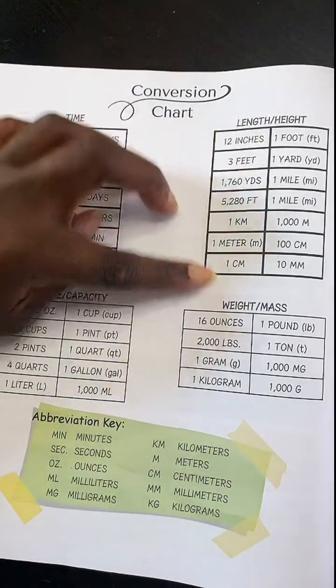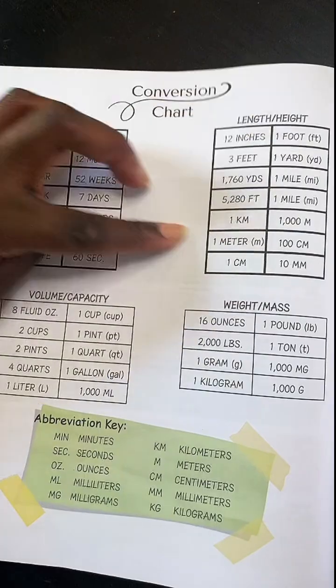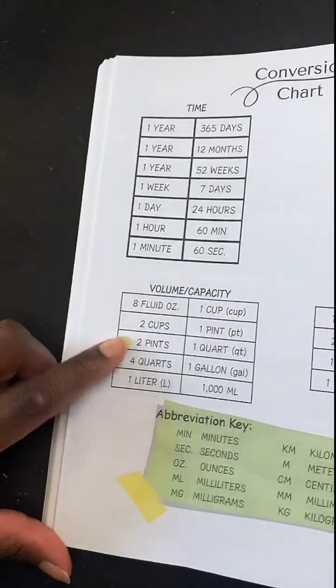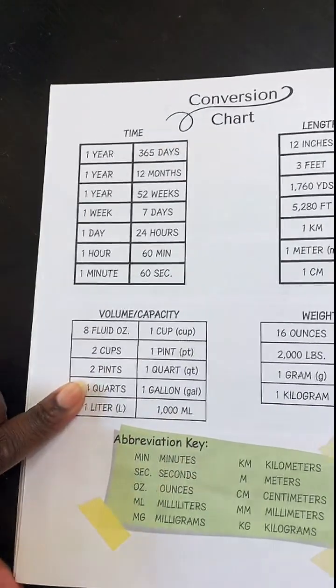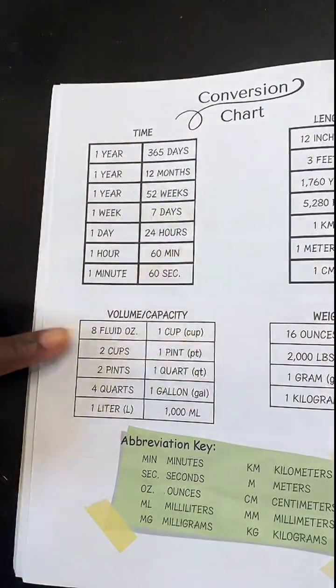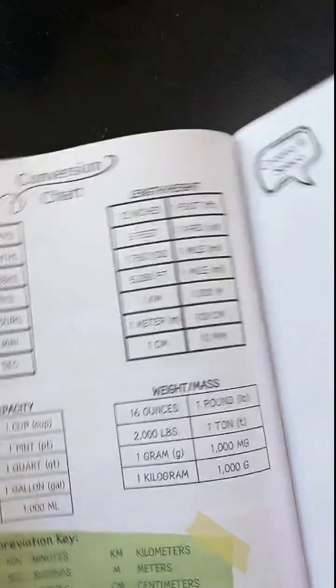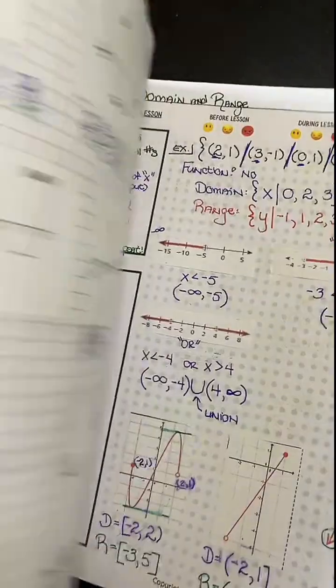Everyone else, you're going to see a lot from the lengths and the heights. You might see a mass, but you're definitely going to be seeing volume and capacity. You'll see a lot from these two, volume, capacity, and then height and length. All right, so I put it all in one book.